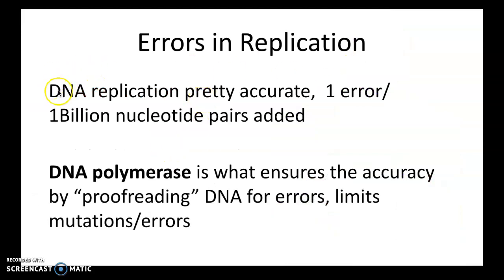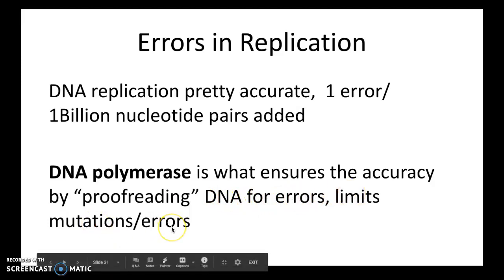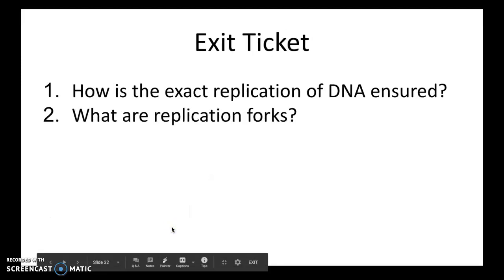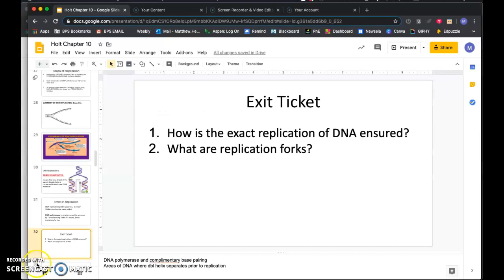Now, what if there's an error? In DNA replication, it is very accurate. There's only one error out of every 1 billion nucleotide pairs added. Think about that for a second. That is superbly efficient. DNA polymerase is the enzyme that ensures the accuracy of replication by proofreading DNA for errors and limiting mutations. So make sure you understand this. Okay.